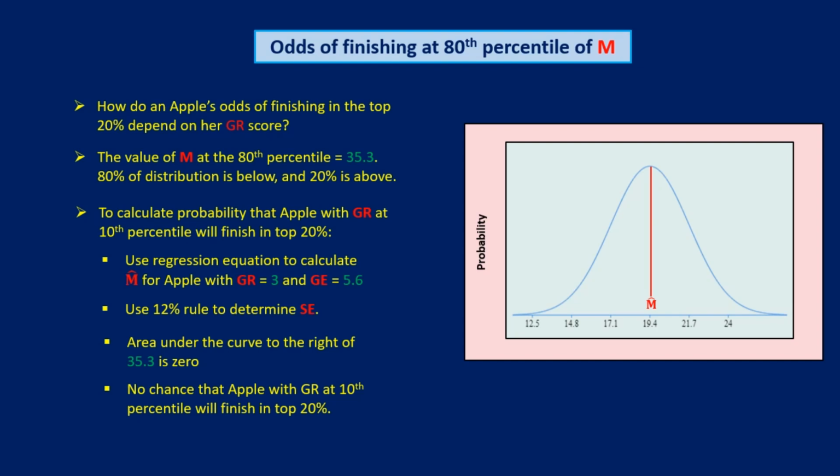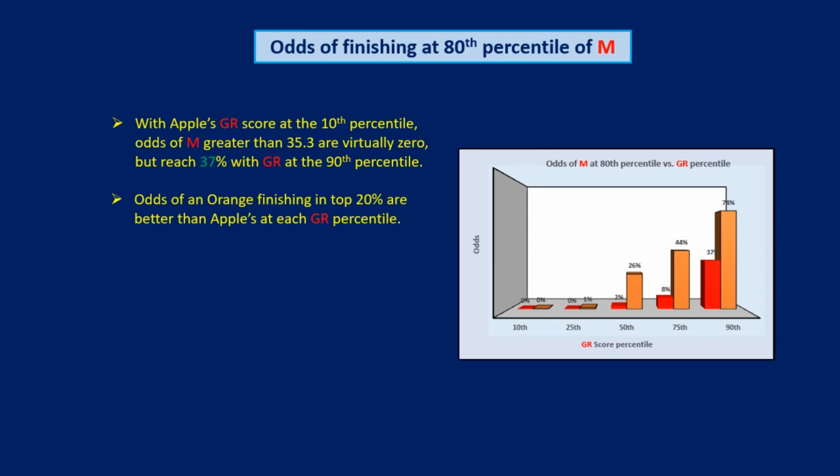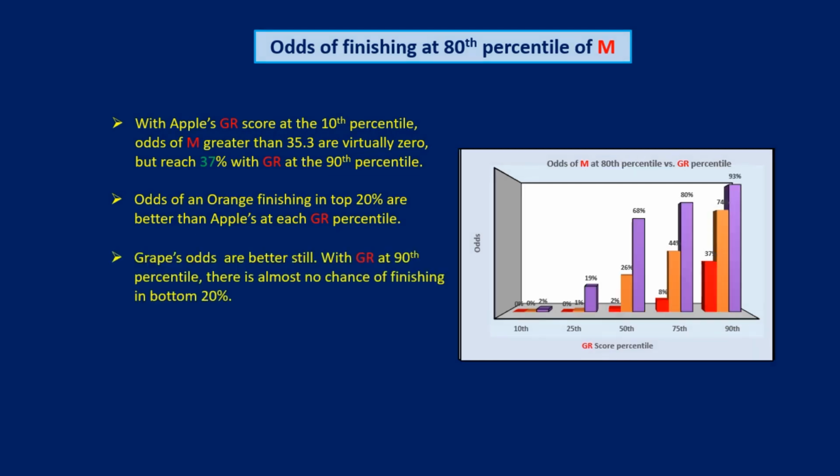We now repeat the analysis for apples with GR scores at the 25th, 50th, 75th, and 90th percentiles, and here are the results. With GR at the 10th, 25th, and 50th percentiles, there is virtually no chance that the apple will finish in the top 20% next summer. With GR at the 90th percentile, he has a 37% chance of finishing in the top 20%. When we repeat the analysis for an orange rider, we find that his odds of finishing in the top 20% are significantly better than the apples at all GR score percentiles.